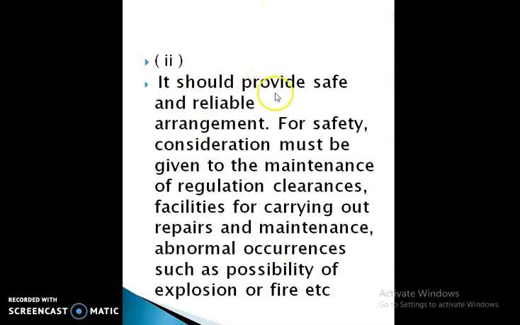Second, it should provide a safe and reliable arrangement. Safety comes first, and the arrangement must be reliable. For safety, consideration must be given to the maintenance of regulation clearances. Maintenance of regulation clearance must be an important factor.